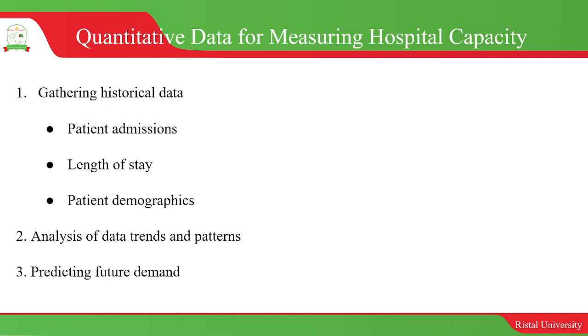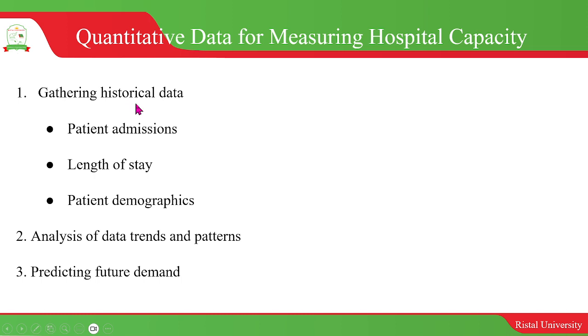So we have quantitative data techniques for measuring hospital capacity. We are going to look at three of them. One is we can do it by gathering the historical data. We can also do an analysis of the data trends and the patterns, and then we can also look at predicting the future demand based on this data. These are actually statistical methods that we use, as we previously mentioned.